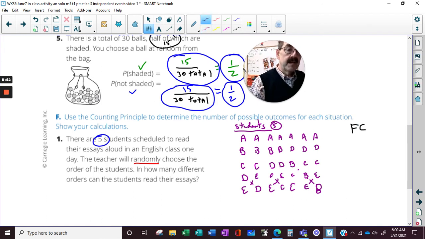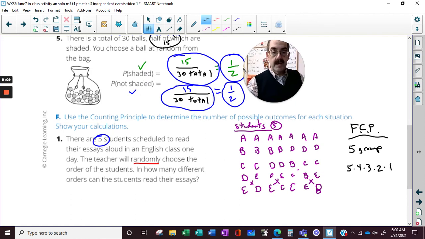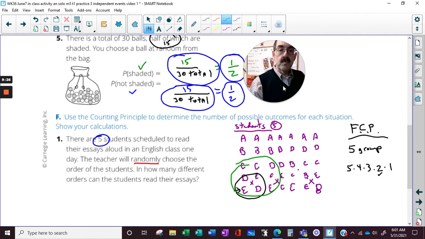F, C, P. The fundamental counting principle means 5 in the group. How many possible combinations? 5 times 4 times 3 times 2 times 1. Serious. You don't have to rotate this. When there's 2 of them, 2 times 1, right? There's 2 combinations. When you have 3, 3 times 2 times 1.